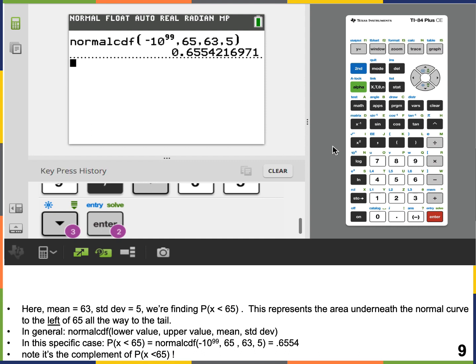One thing I also want to say is notice that this is the complement of what we found before. The last example was 0.3446. If we add these together, you'll get 1, which makes sense because the total area underneath the curve is 1. This would be all the area to the left of 65, and previously we did all the area to the right of 65. Remember that for a continuous distribution, the area of a single value is 0. So when you add these two together, you get 1.